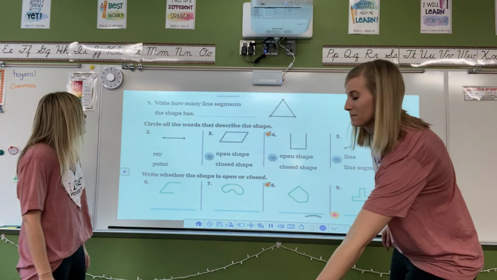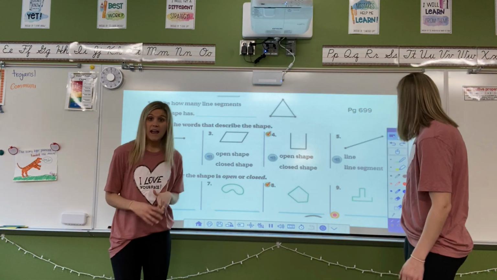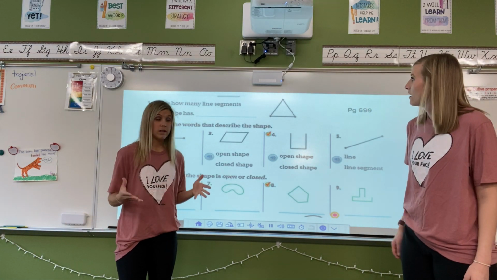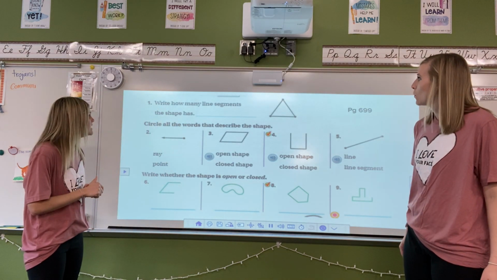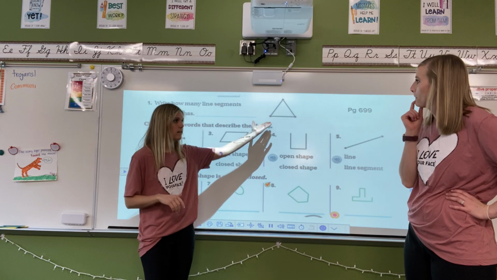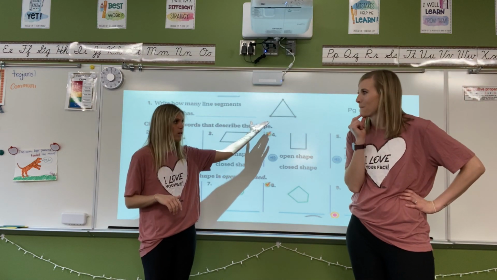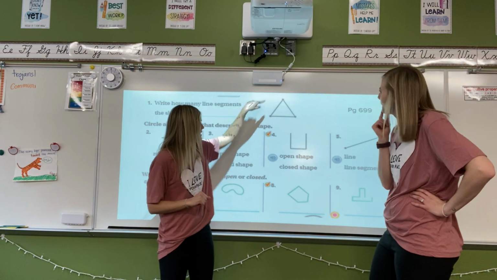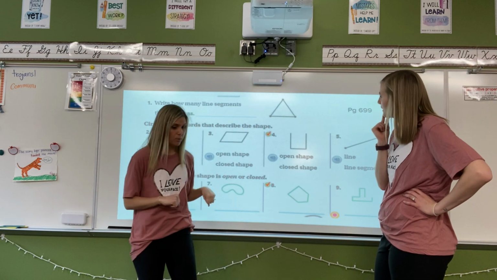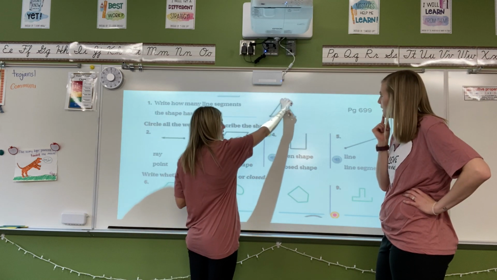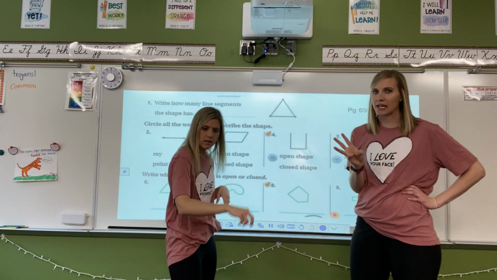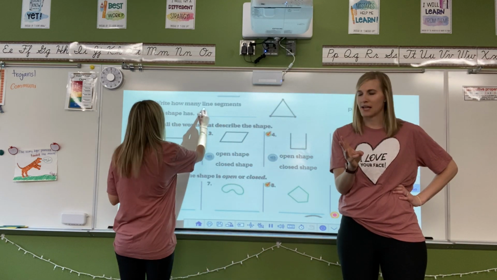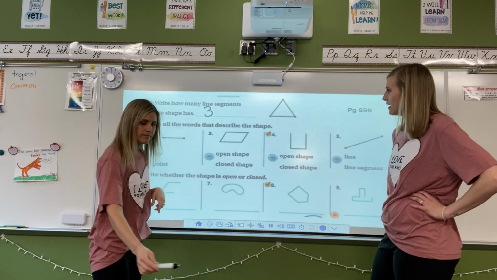All right. We are on page 699 in your book, so if you're following along, that is great. You'll see question number 1, it says, write how many line segments this shape has. Well, I know it's a triangle, and I see that it has 1, 2, 3 endpoints, so I want to see how many line segments there are. There would be 1, 2, 3. 3 line segments.